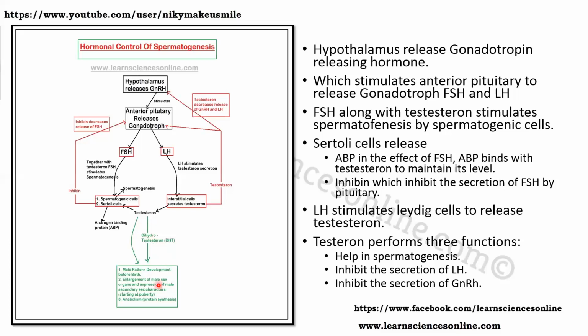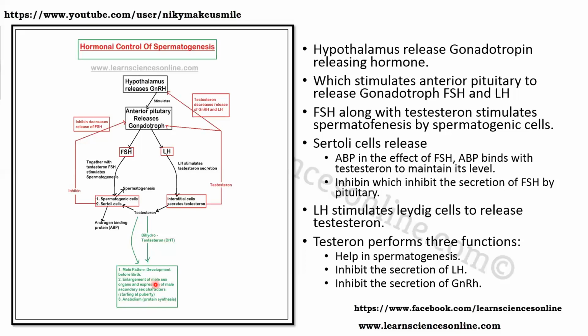The second function of both is the enlargement of male sex organs and expression of male secondary sexual characteristics, which start at puberty. So at puberty, whatever male characteristics are gained by a male are developed under the effect of testosterone and dihydrotestosterone. Then the third function is anabolism. What is anabolism? Any biological reaction which forms bigger molecules. So protein synthesis is controlled by both of these hormones in the body of a male.